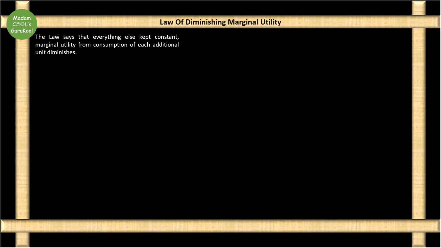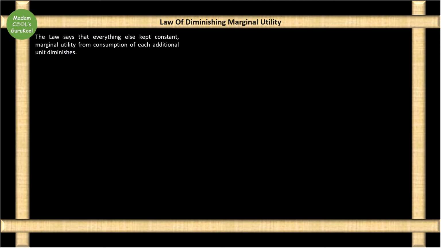Hello everyone. So let's learn about the law of diminishing marginal utility in this video. The law of diminishing marginal utility, also known as LDMU, is a very important law to understand consumer behavior. This law tells us that if everything else is held constant, marginal utility keeps declining, or is downward sloping.